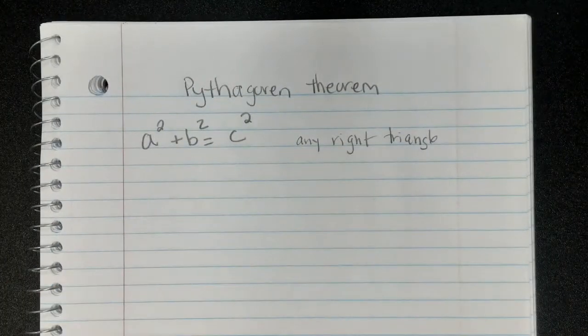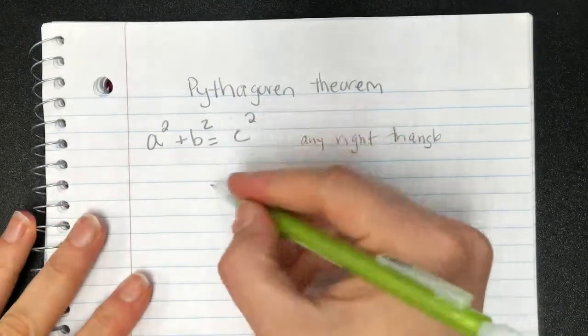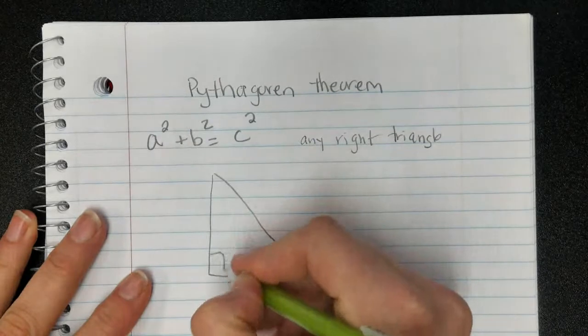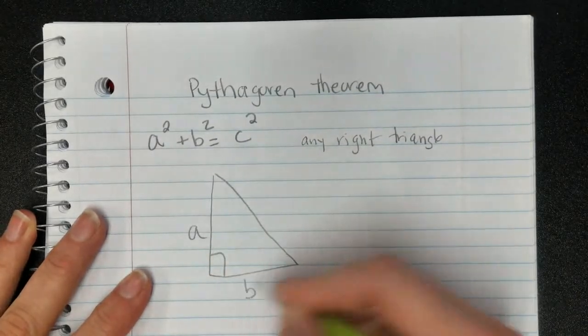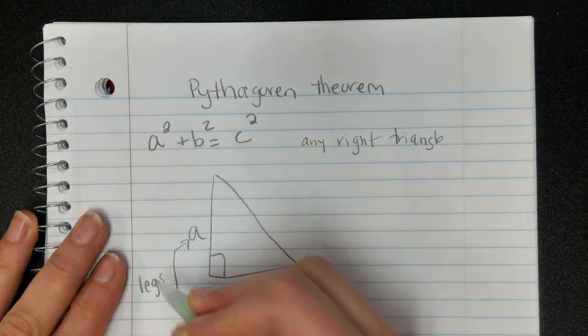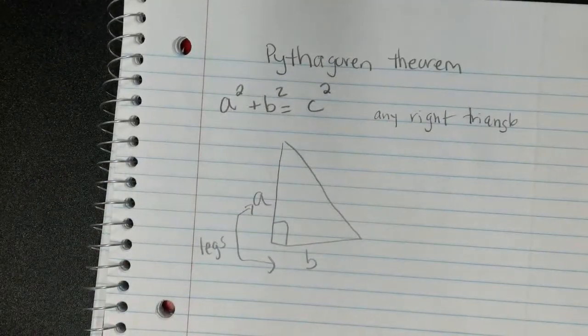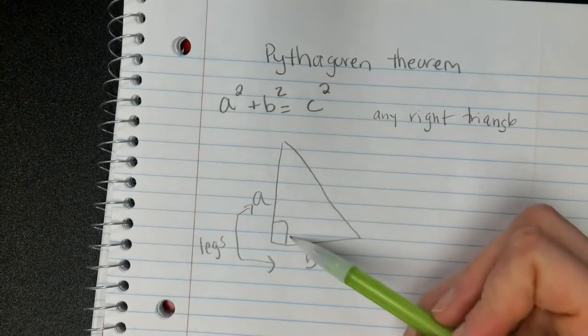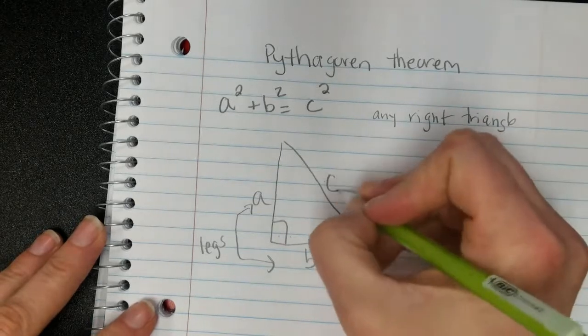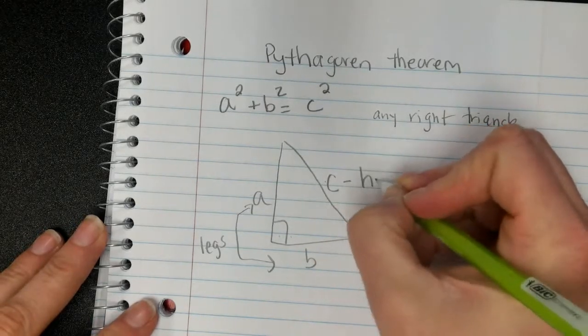All right, so the next thing you need to know is what are we talking about with a and b? So let's draw a right triangle. a and b, these are considered the legs. And when I show you in class how you prove the Pythagorean Theorem, these two will always make up the right angle. Across from the right angle, this is c, and we call this the hypotenuse.